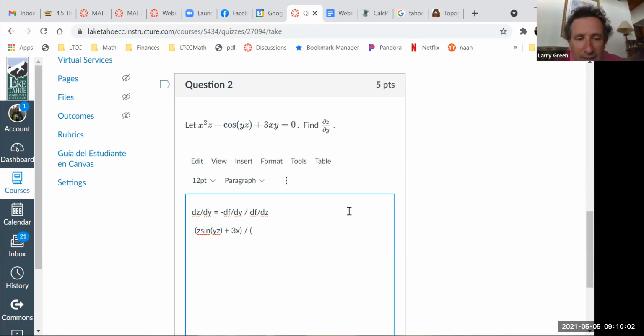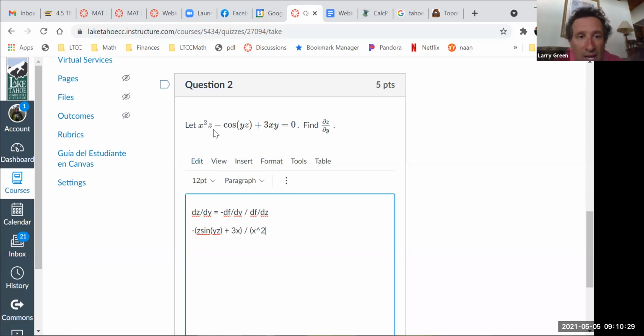Okay, and then it's divided by del f del z. And what's del f del z when you have the x squared z? Yeah, that's just x squared, because x squared is now a constant. It's a constant times z. So just get x squared.